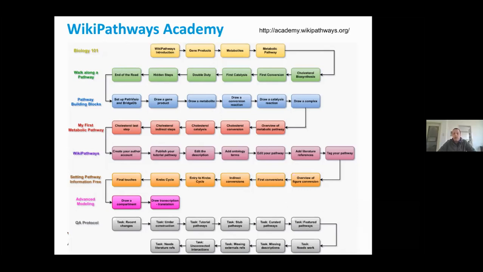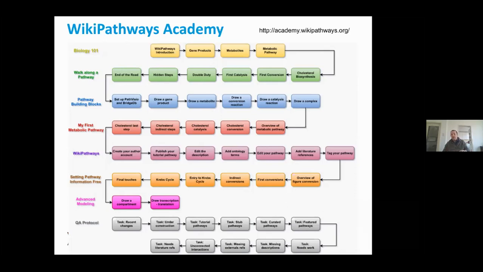So, for example, a walk along a pathway. I would skip the biology 101 and just start with the green one. Or if you're more interested in how these pathways are created, how we draw them, we have the blue area. These give a lot of information about how we represent the biology in these pathways.